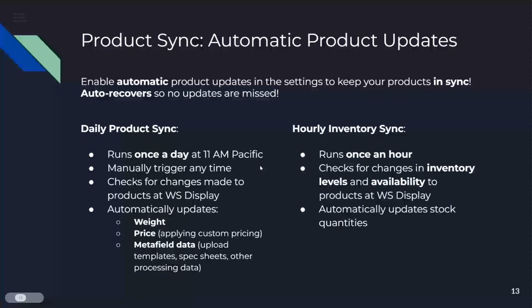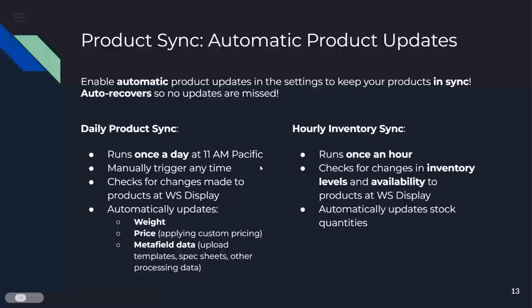Now, the same thing that we have for orders exists for products. Throughout the day, we do have a daily sync where it runs at 11 a.m., gets the updated current totals for any of the stocks and sets in and out of stock for whichever location may have run out of product. On top of that, we do also update any item related fields such as weight, pricing, or any of the metadata such as templates, spec sheets, or any other data that's relevant to processing these orders.